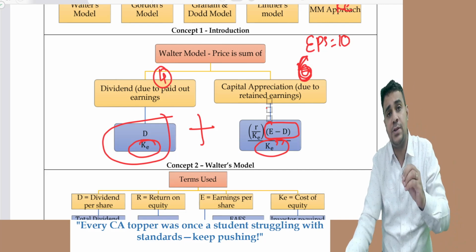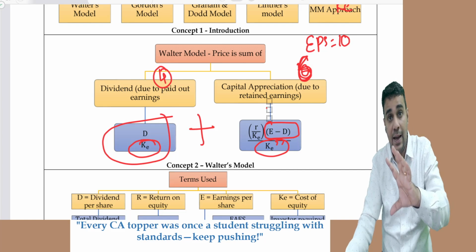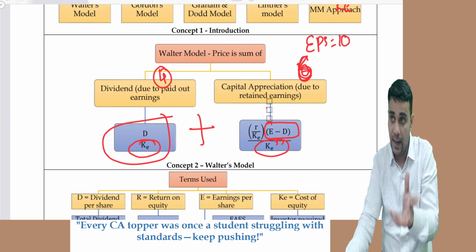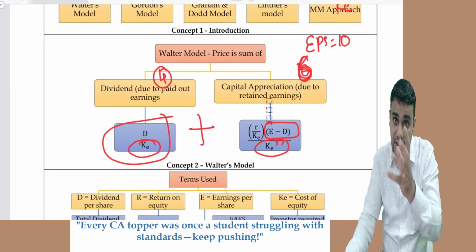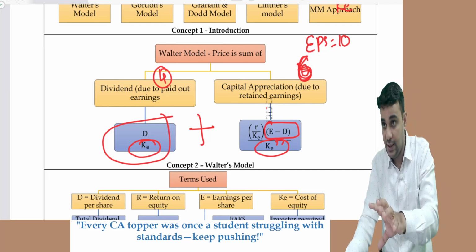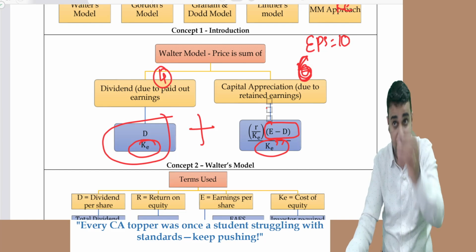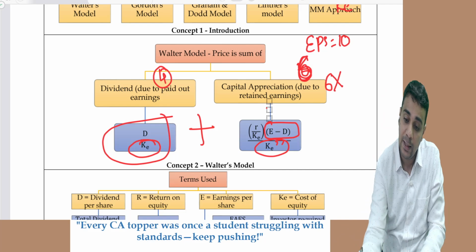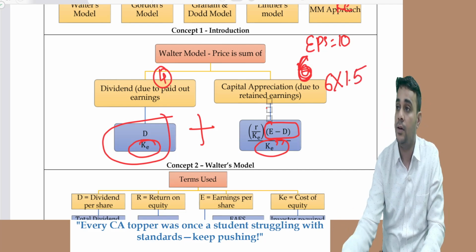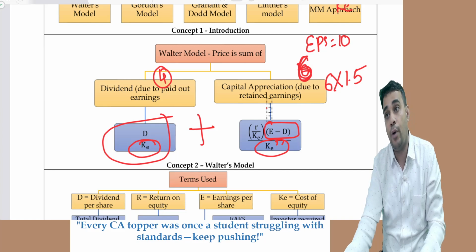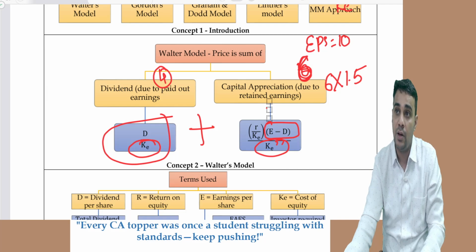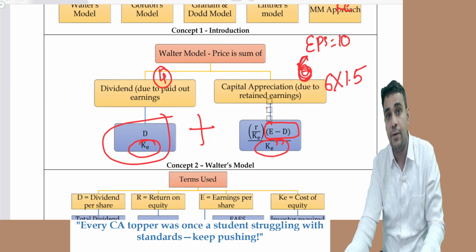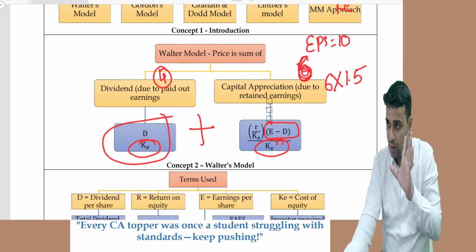Now, what the concept says is this 6 can be taken as 7, can be taken as 8, can be taken as 4, can be taken as 3, can be taken as 6 itself in the calculation. How is that going to happen? Along with 6, I'll multiply with sometimes 1.5. With 6, I'll multiply with 1.2. With 6, I'll multiply with 1. With 6, I'll multiply with 0.5. With 6, I'll multiply with 0.4.